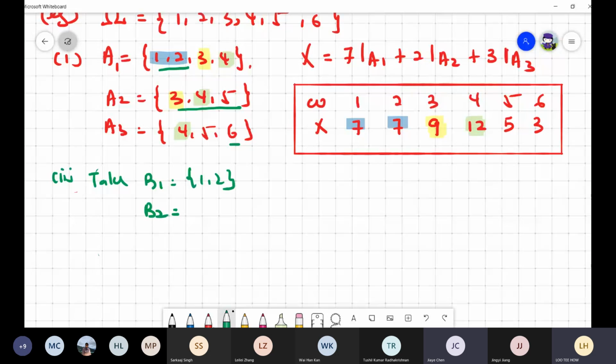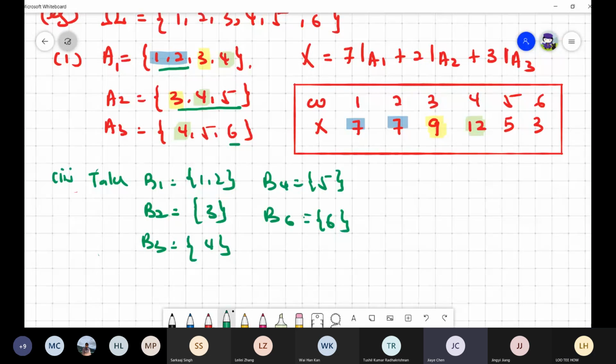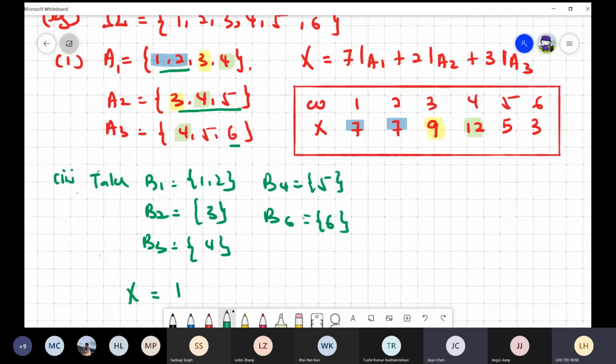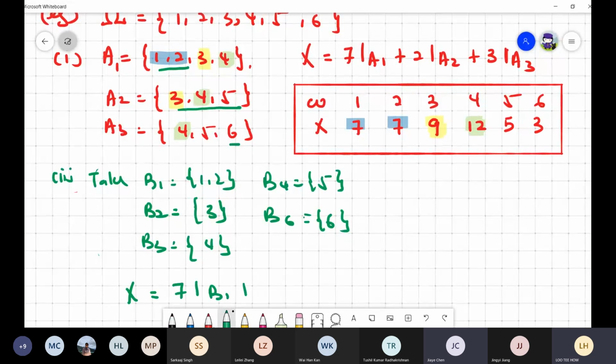B2, we just follow the value here. B2 to be 3. B3 to be 4, and B4 to be 5, B5 to be 6. Okay, we just base on the value here, and then we cut it. Then we can see x is actually equal to 7 1_B1 plus 9 1_B2 plus 12 1_B3 plus 5 plus 6.